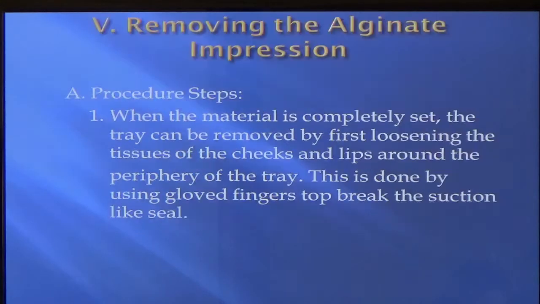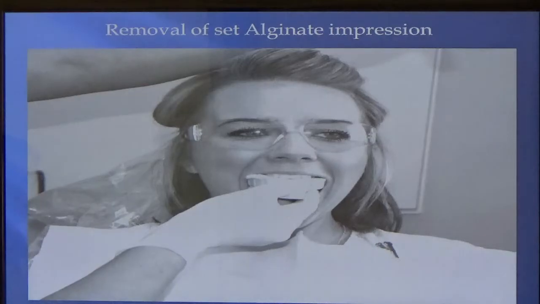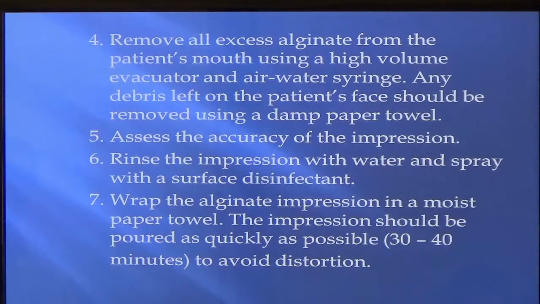So, what does it say right here? This is done by using a gloved finger to break the suction seal. So just go in there with your finger and wiggle it, and it'll break. There's the tray coming out. Once you take it out, make sure you give them a saliva ejector or your high volume evacuator and a wet towel just to clean their face before you take the other one.